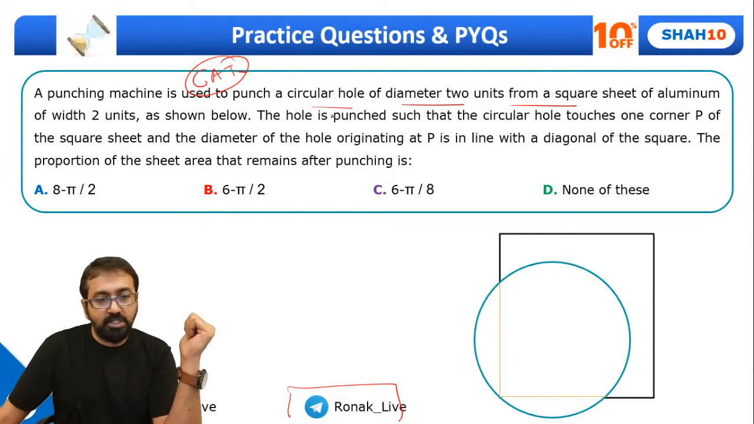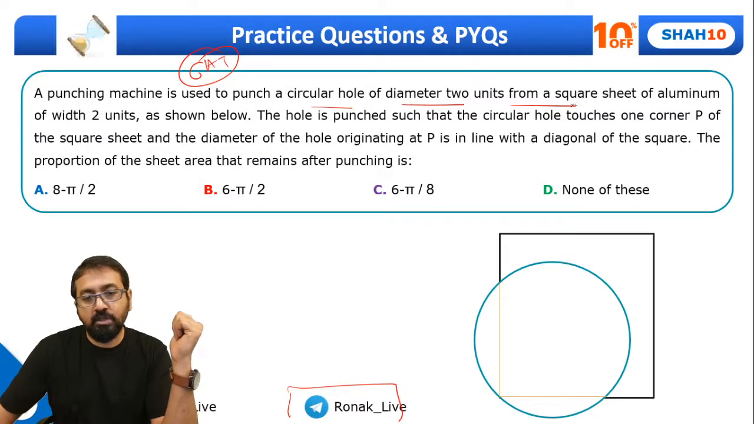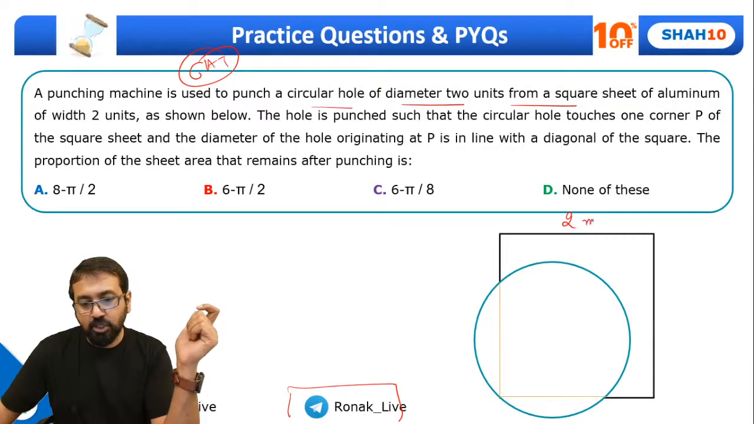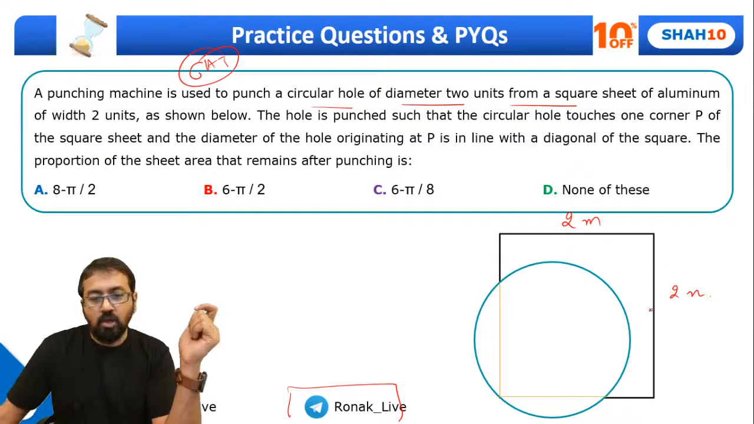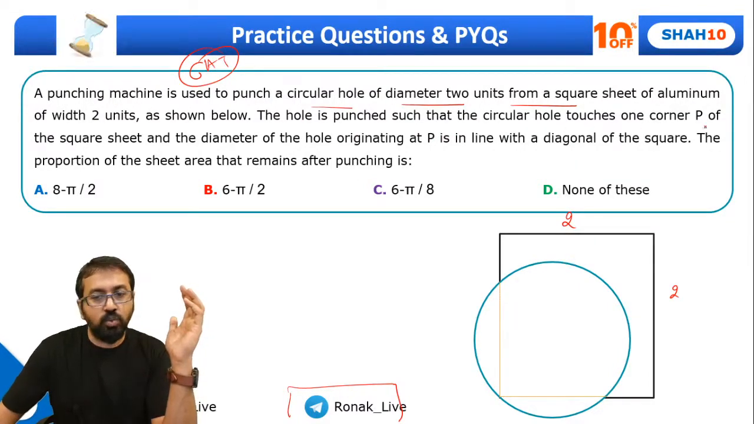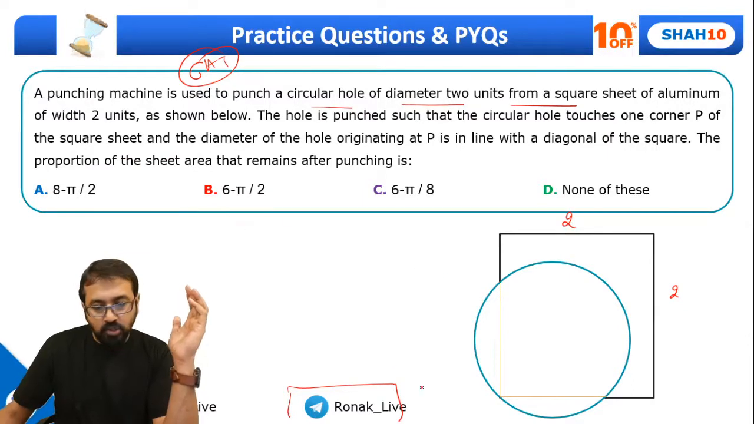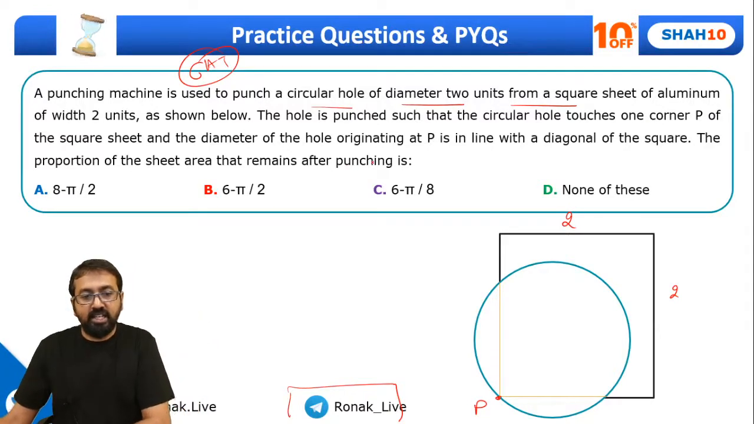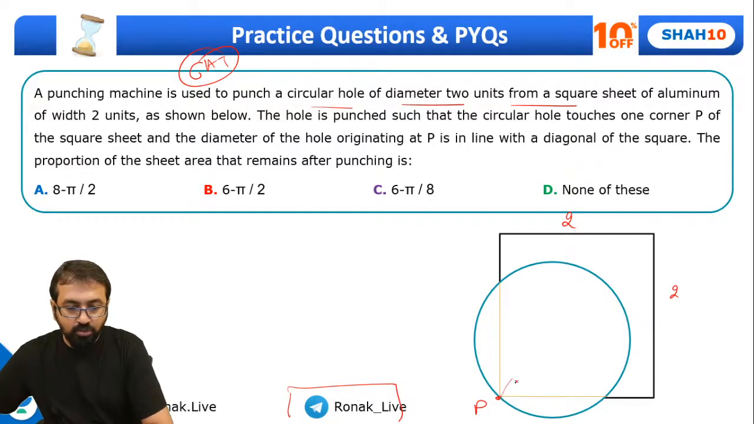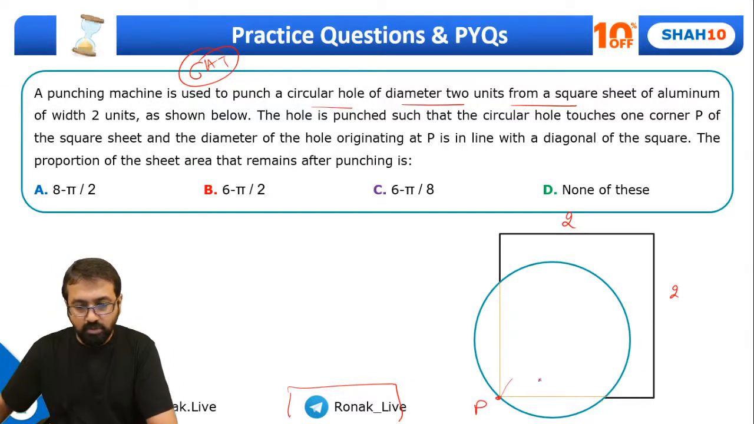Okay, so coming back to this question, a punching machine is used to punch a circular hole of diameter 2 units from a square sheet of aluminum of width 2 units. So this is that aluminum sheet of 2 units. The hole is punched such that the circular hole touches one corner P of the square sheet. So here is that corner P, and the diameter of the hole originating at P is in line with the diagonal of the square. So what we need to do is draw it this way.